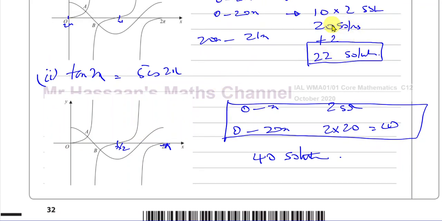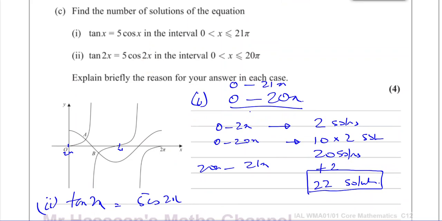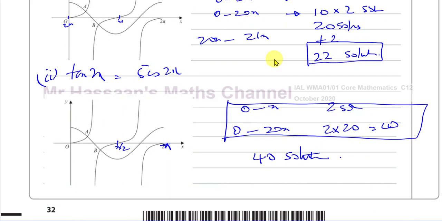There are 40 solutions between 0 and 20 pi because you've now caused this to become stretched horizontally by a factor of a half. You're going to fit twice as many solutions in, so it's going to be 40 solutions. Okay, so there's the answer to question C, part 1 and 2. I hope that was clear.